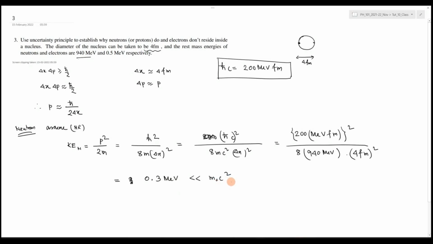Okay, are you guys with me? Yes, sir. Yeah, good. Yes, tell me. Excuse me, I didn't get why you took delta p equals p. We do not know what the delta p value will be. Let us assume that delta p will also be of the order of p.